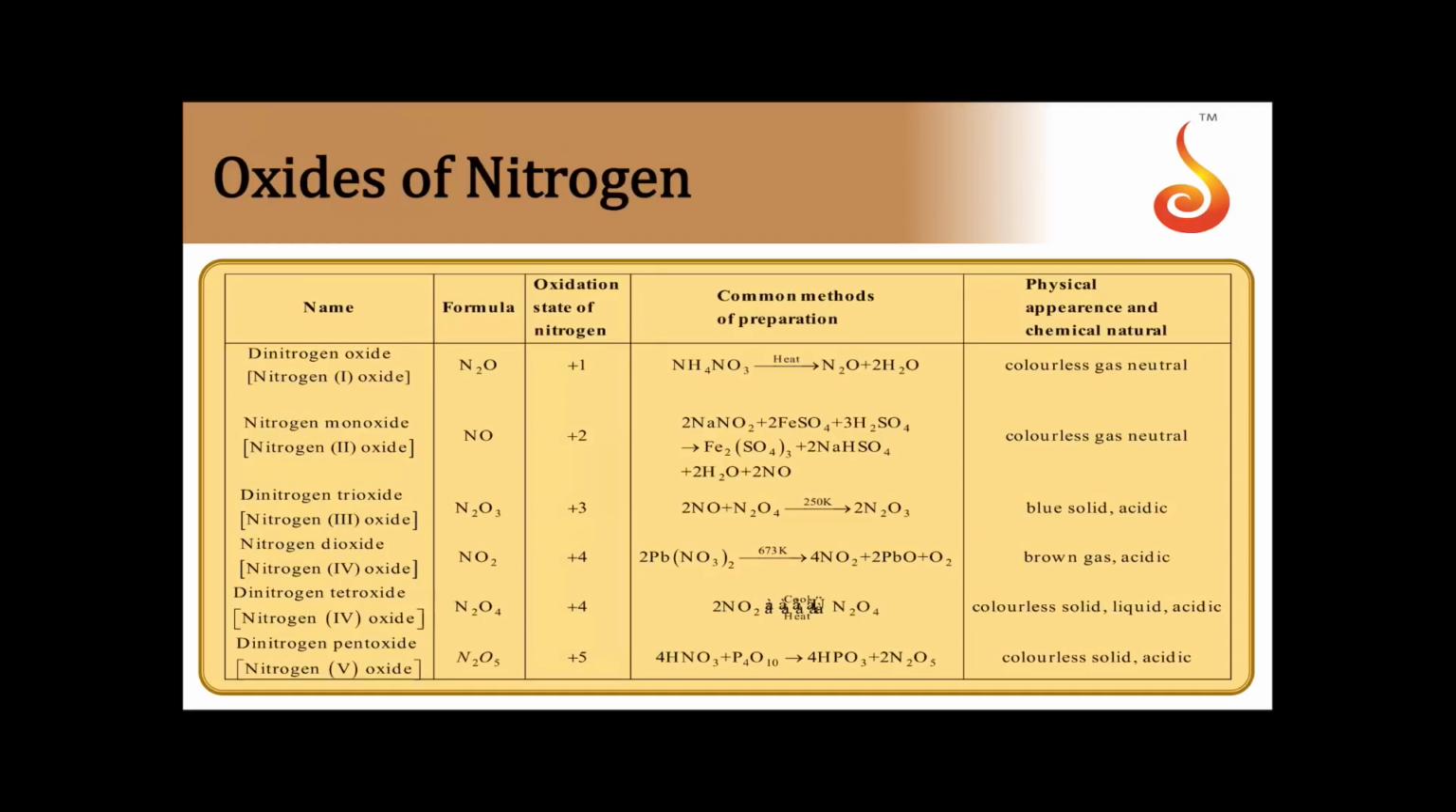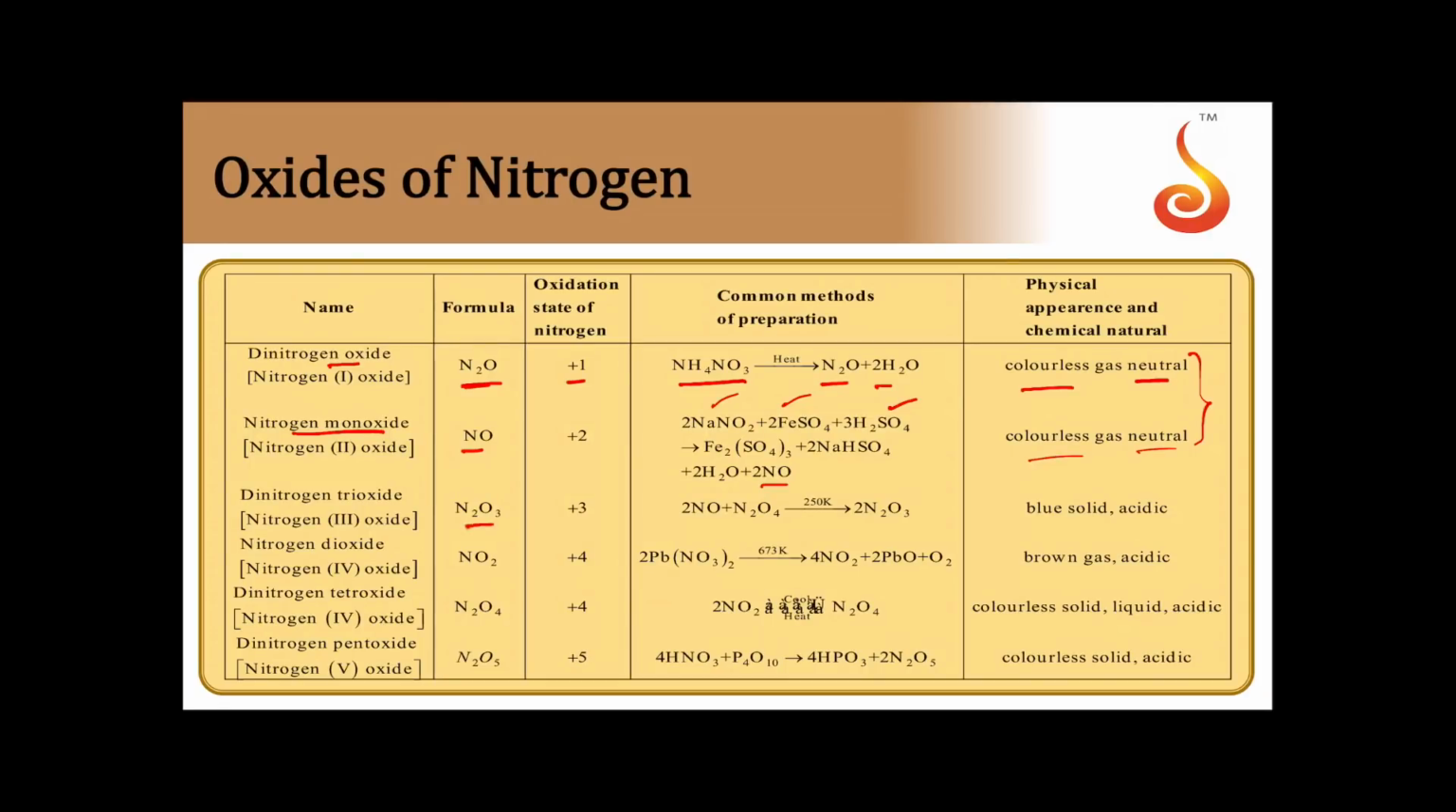Let us see the summary here now. The first one, dinitrogen oxide, that is nitrous oxide, nitrogen oxidation state is +1, is prepared by heating ammonium nitrate to give nitrous oxide plus water, and it is a colorless gas, neutral compound. The first two of them are neutral in nature and the others are acidic in nature. The second molecule is nitrogen monoxide, or nitric oxide, prepared by heating a mixture of sodium nitrite, ferrous sulfate and sulfuric acid. We get NO, the others are byproducts. It is also a colorless gas and neutral in nature.